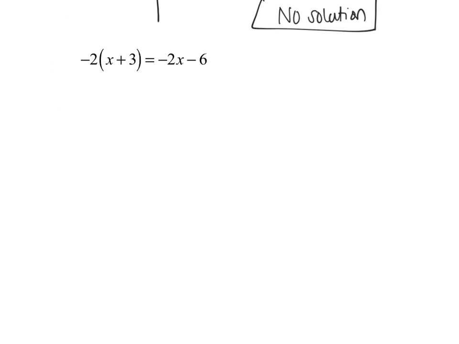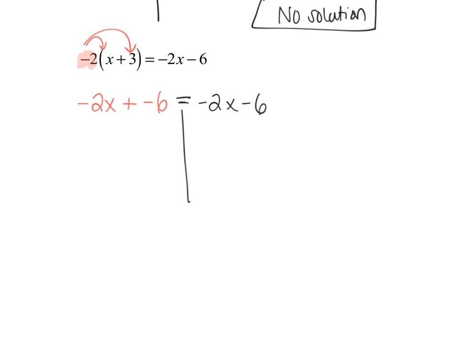In the next equation, I'm still going to follow my multi-step rules, and I'm going to take that negative 2 that's on the outside here and distribute it in by multiplying into both pieces inside of the parentheses. So when I do that, I've got negative 2 times x, which is negative 2x, plus negative 2 times 3 is negative 6, okay? And then we still have the rest of our problem, equals negative 2x minus 6.